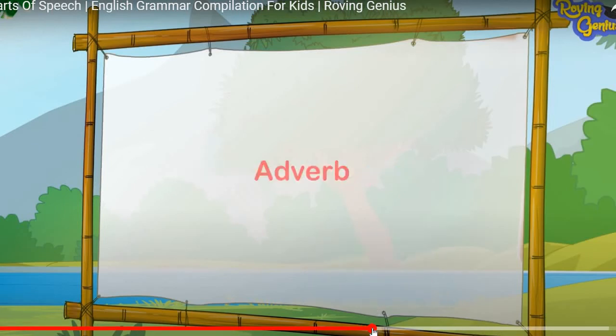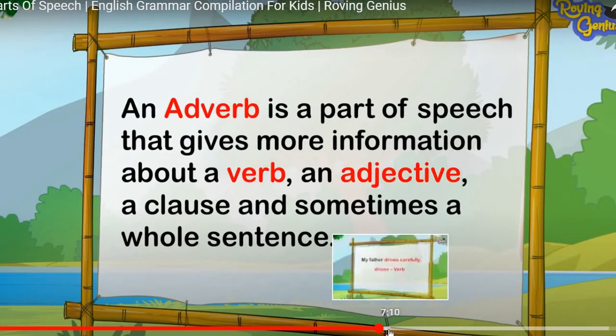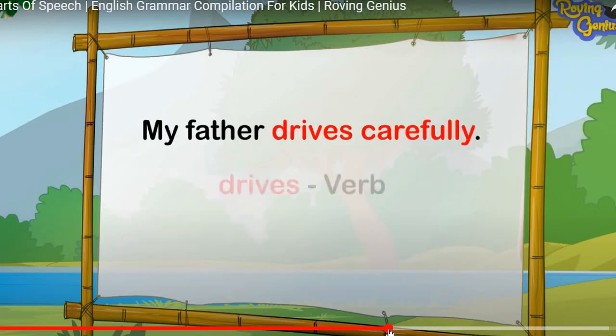Another part of speech is called adverb. The adverb is a word that describes the verb. And most of the adverbs finish with ly. So my father drives carefully. How does my father drive? Carefully. It finishes with ly. Adverbs answer the questions how, when, and where.